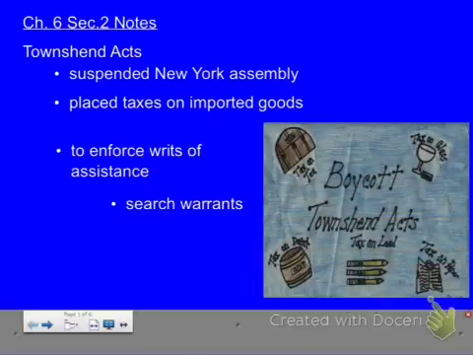So they would go from home to home and say, we have a search warrant, we're coming in to make sure that you've paid your taxes on the goods that have been imported, we're going to make sure that you're housing the soldiers that you're supposed to. So that kind of upset the colonists. Why do you think they would be upset about these search warrants? Why would you think they would be upset, Eli?